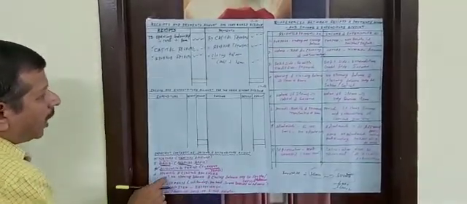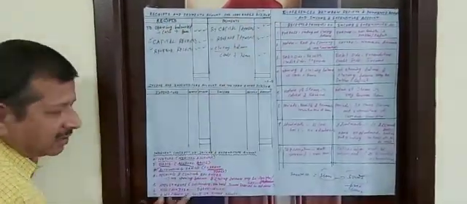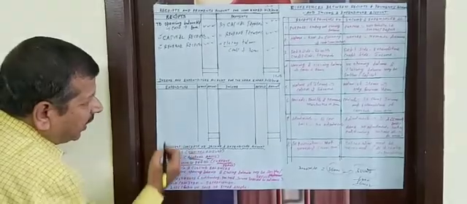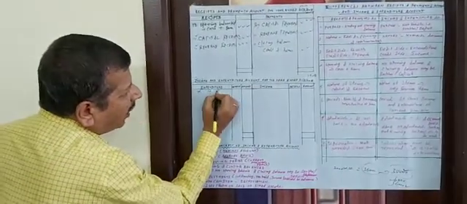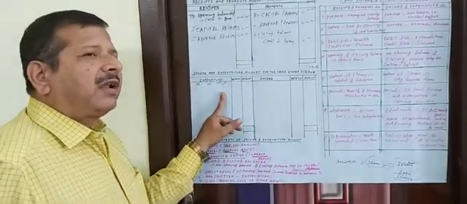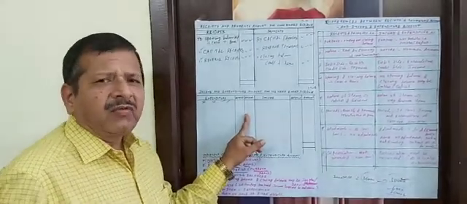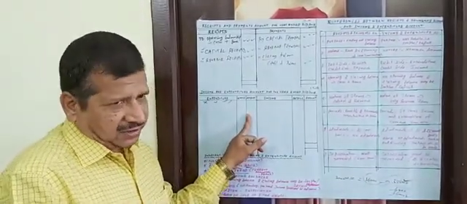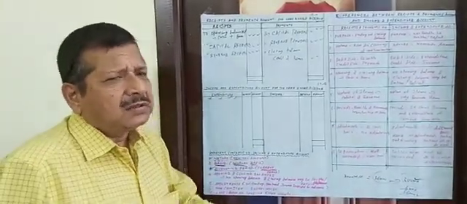Then the receipts and payment account has an opening balance and closing balance, but the income and expenditure account has no opening balance. Opening balance will not be there. So you can recall that income and expenditure is almost like the profit and loss account we prepared last year. In the profit and loss account, did we record any opening balance? No.